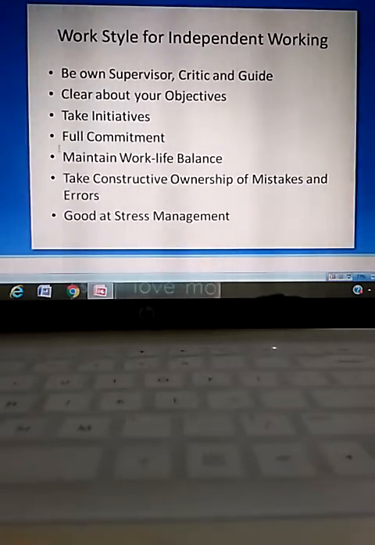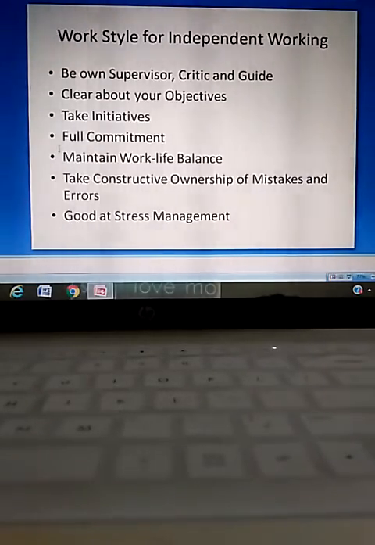Next is take constructive ownership of mistakes and errors. As a successful independent worker, you have to think about your mistakes and errors. Without blaming others, you have to accept the mistakes, because you are the whole person, you are the owner. So whatever mistakes or errors you make, you have to accept them and find the correct way of solving that situation.